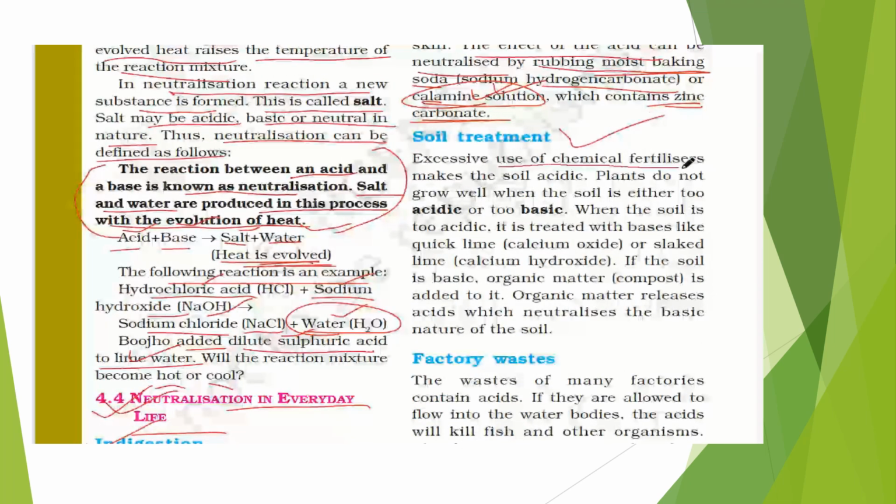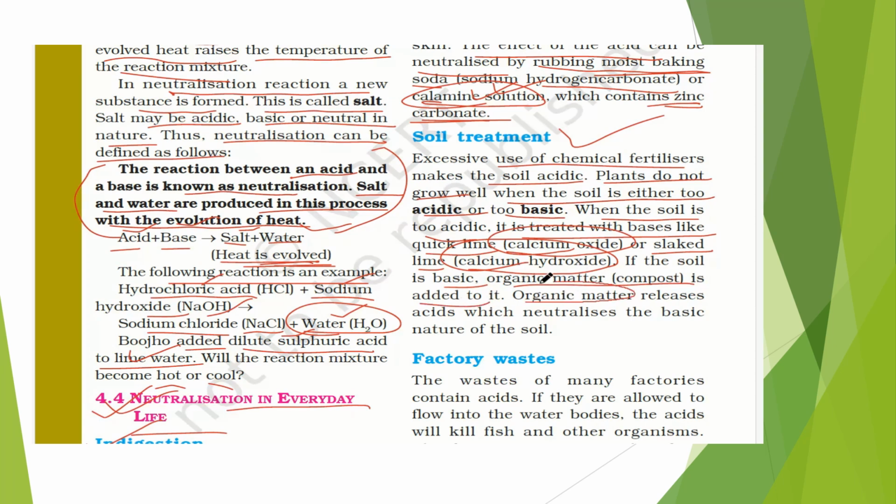Excessive use of chemical fertilizers makes the soil very much acidic, and plants do not grow well when the soil is either too acidic or too basic, right? So when the soil is too acidic, it is treated with bases like quicklime, calcium oxide, or slaked lime, that is calcium hydroxide. Why? Because when it is too acidic, calcium hydroxide and calcium oxide are added to the soil to make it basic, and organic matter is added to it.